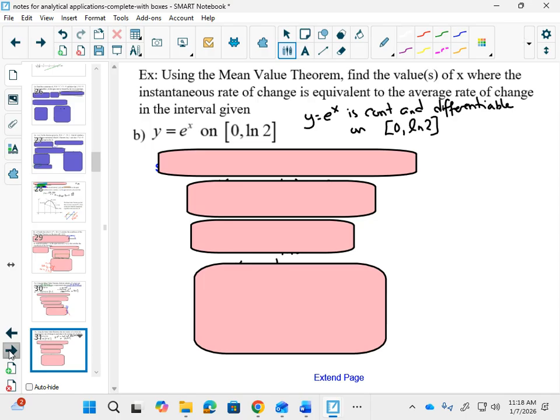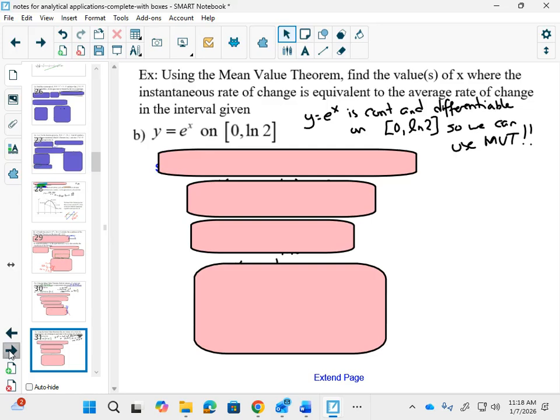Step 1. Have to state that it's continuous and differentiable on 0 to 2. I often like to write, like when I was doing exams, I like to write to whoever was marking my exam saying, hey, by the way, I know what I'm doing.